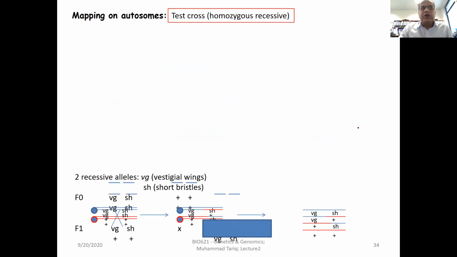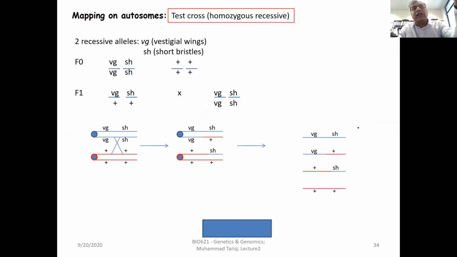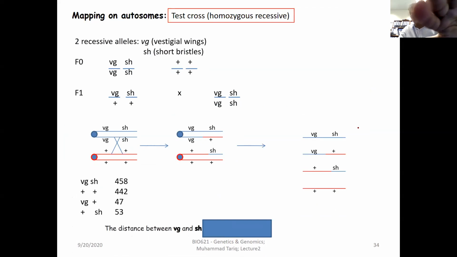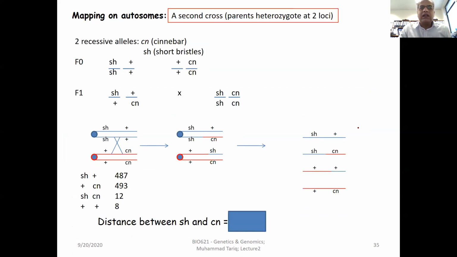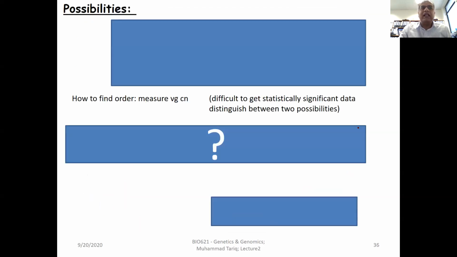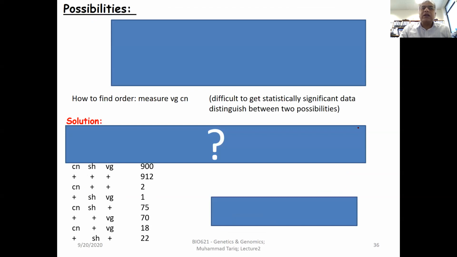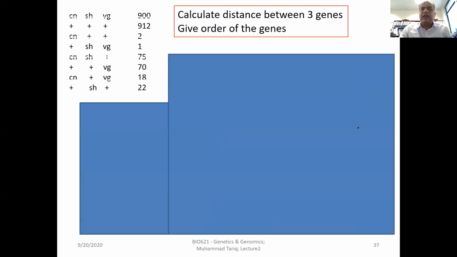We show you, this is the 2-point test, this is a dihybrid cross between vestigial and short. And you get these numbers. So you have to give us the frequency of recombination here between vestigial and short, how much map distance apart they are. Then short and cinnabar, how much map distance is between short and cinnabar, and then how they are organized, who is in the middle. And this is the 3-point test cross. Okay.